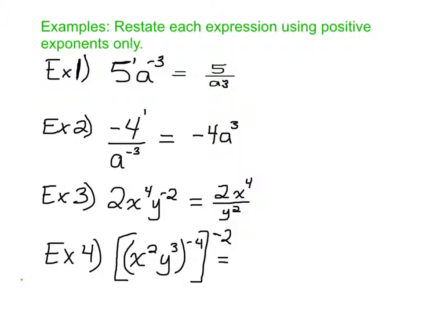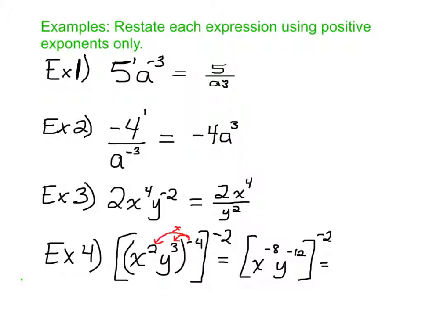X and y are different bases, so we can't add their exponents. So then we look to the negative 4 exponent to bring it into the brackets. To do that, it gets multiplied into every exponent in the brackets, and we'll leave the square brackets for a minute. We will get x to the power of 2 times negative 4, which is negative 8, and y to the power of 3 times negative 4, which is negative 12. And that is still an expression raised to the power of negative 2.